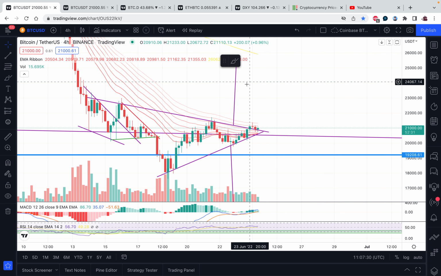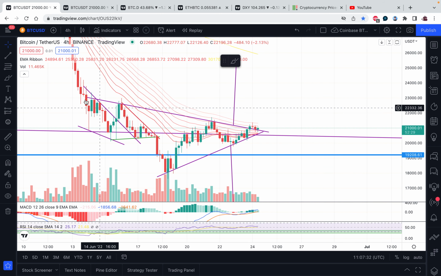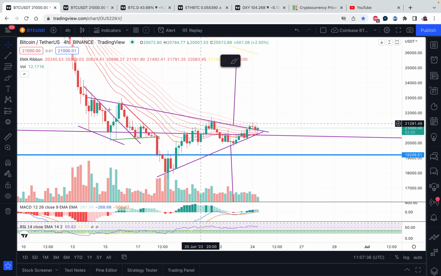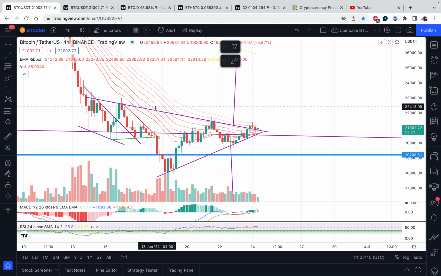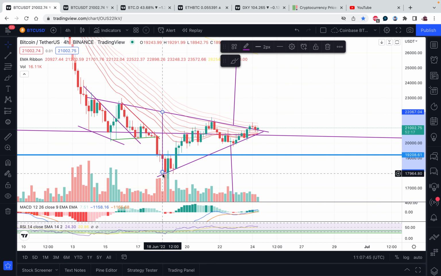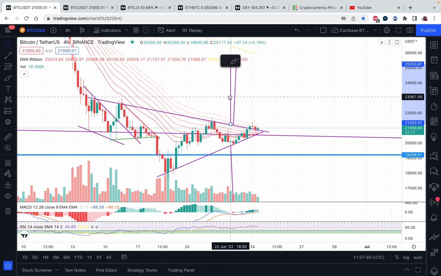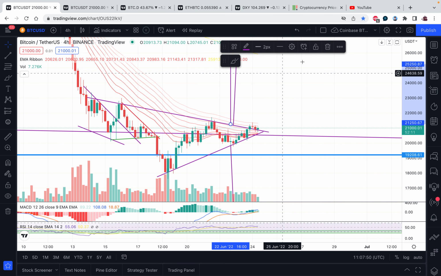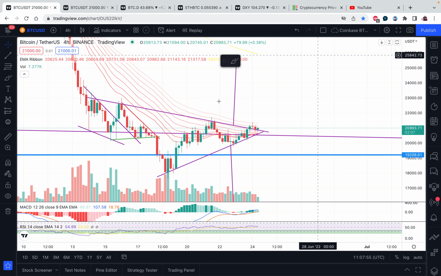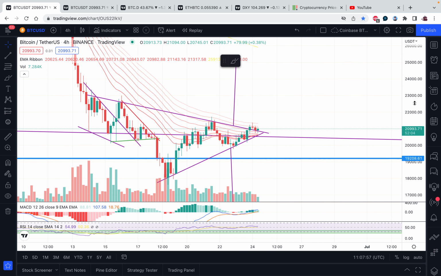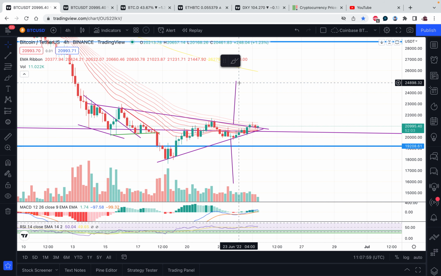Let me explain to you how we get to this line. If we take this as a horizontal triangle, or we take this as an inverse head and shoulders, it doesn't matter much. But how we measure the target is if we drag a line from the top to the bottom here, and we drag it to the upside, if it goes to the upside, of course, and the same goes for the downside. So that's what we did.